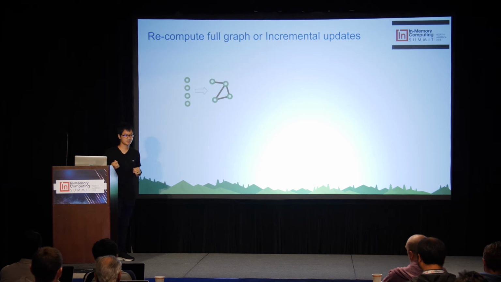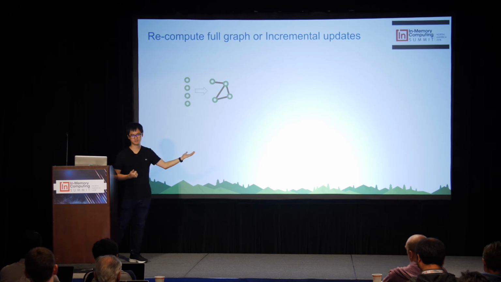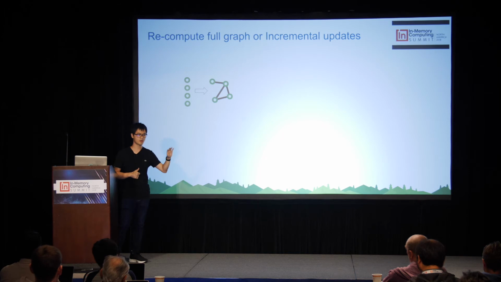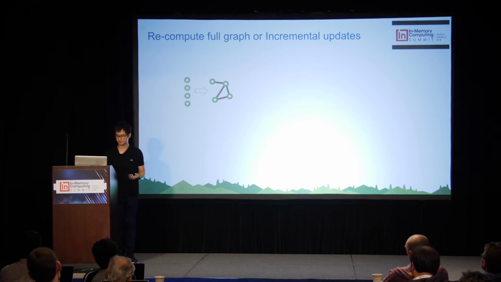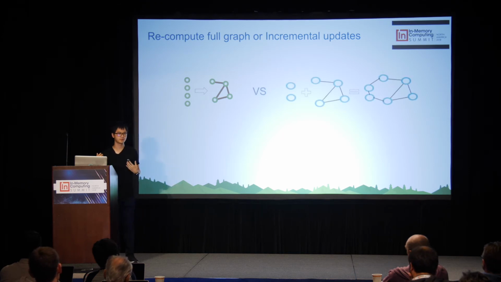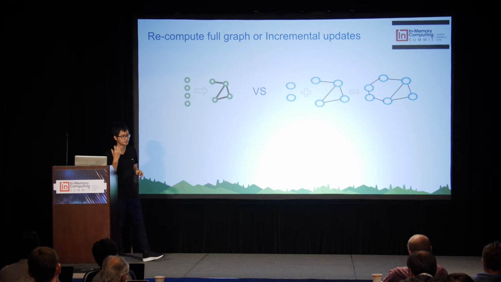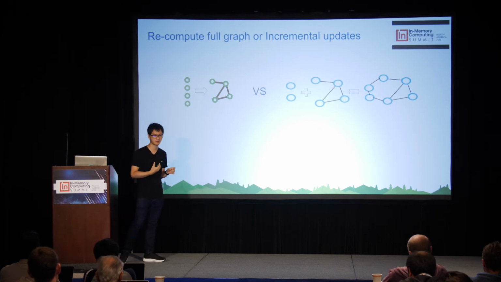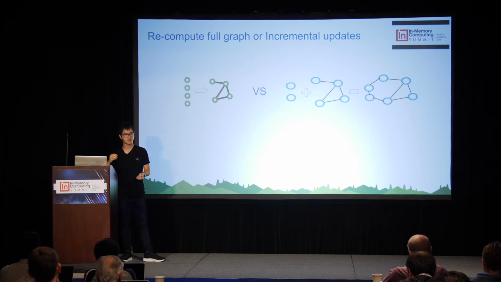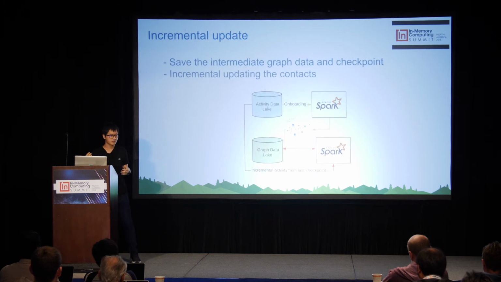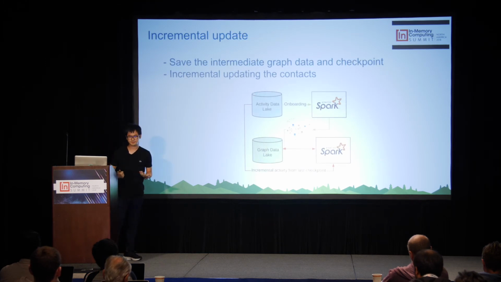There's an obvious way: let's just rerun across all organizations, read all activities up to date, then regenerate the graph. Or we can do it in a smarter way: we dump the existing graph somewhere, read only the delta from the last checkpoint, and add those activities as nodes and edges into the existing graph, which is called incremental updates.